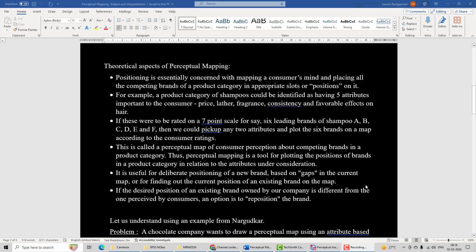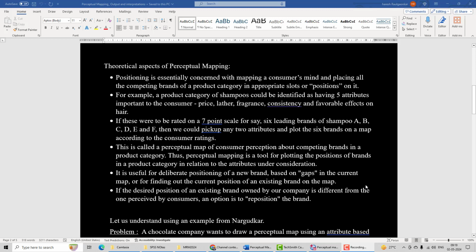If this were to be rated on a 7-point scale for, say, six leading brands of shampoos A, B, C, D, E, and F, then we can pick up any two attributes, and put them on the x-axis and y-axis and make a graph out of it, and then plot the six brands on that particular graph or the map.